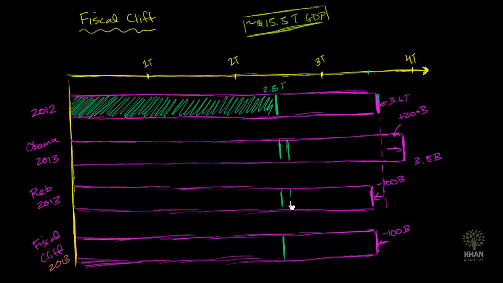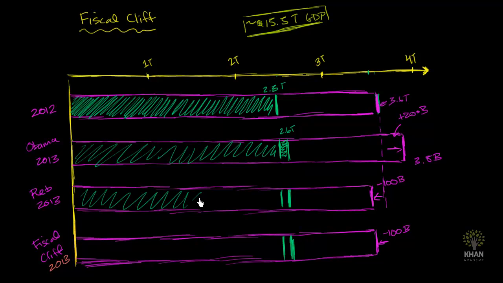You get about $100 billion from the federal government, and so that gets us to 2.6 trillion. 2.6 trillion without changing anything. So let me just shade all of these in really fast. So that takes us to 2.6 trillion. So shade that one in, shade that one in, and then shade that one in.